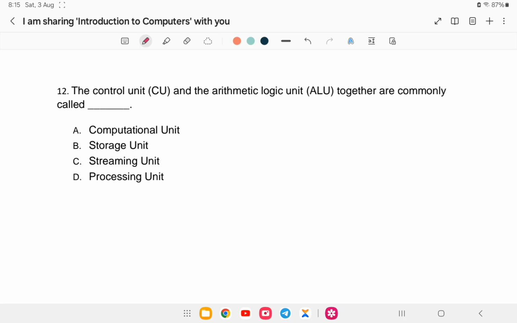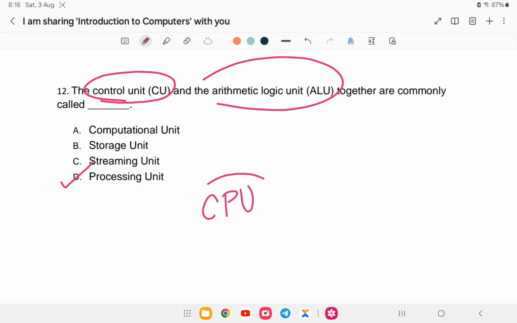The control unit and the arithmetic logic unit together are commonly known as the what? Is it A, computational unit, B, storage unit, C, processing unit, D, streaming unit? The control unit and ALU together inside the CPU are called the processing unit, that is the central processing unit. Let us study what the components of this are.